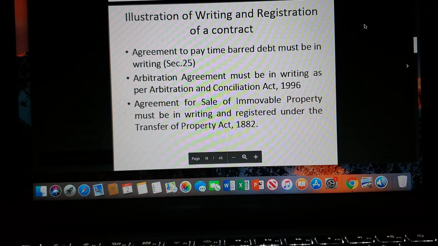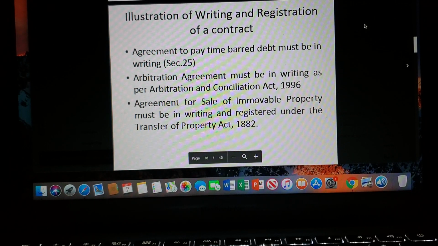We are continuing with Law of Contract, Unit 1, and this is part 3 of it. In this part, we are looking at the illustration of writing and registration of a contract.